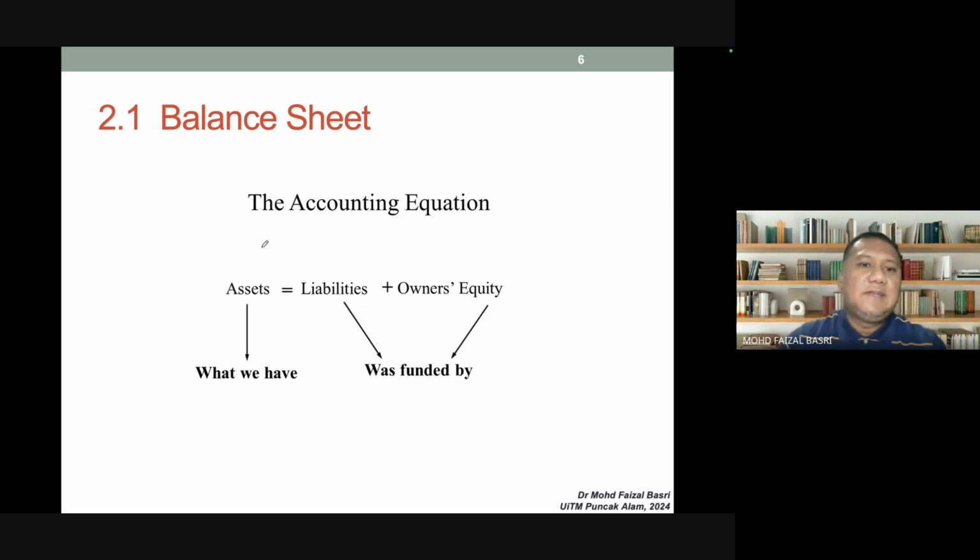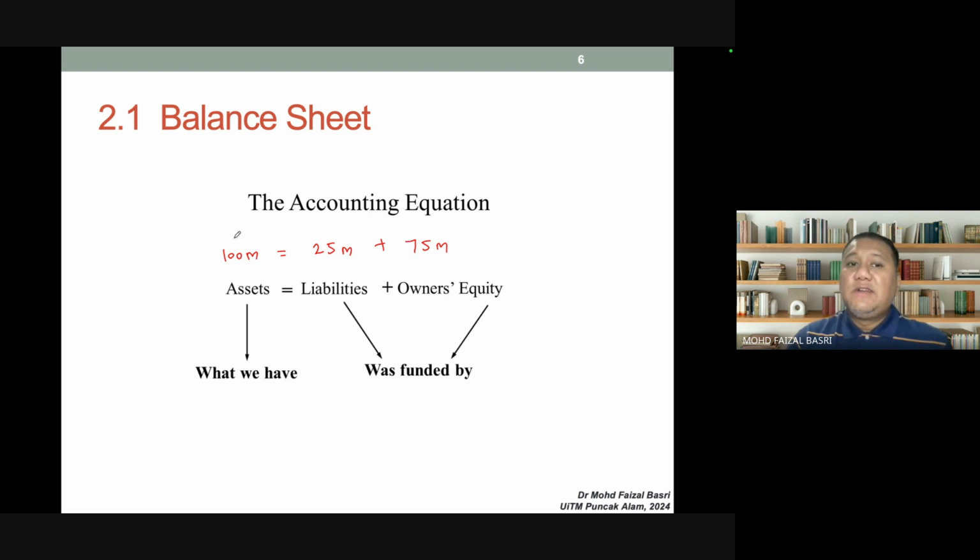So for example, if our assets are valued at, let's say, 100 million. Katakanlah the total value of assets is 100 million. We want to know how these assets will be funded by. So katakanlah the total liabilities is valued at 25 million. And we know for sure the owner's equity, the contribution from the owners, will be the balance, which is 75 million. So what does it mean here? In terms of the snapshot, what can we gain from these numbers? We can translate this into ratios, into percentages.